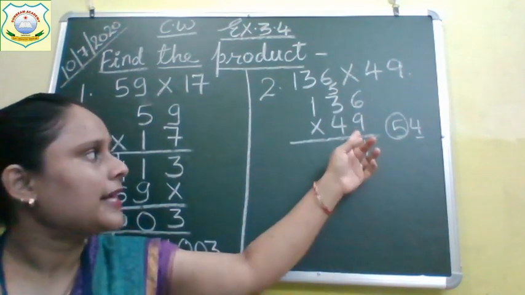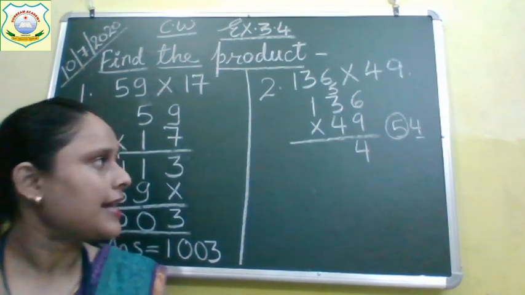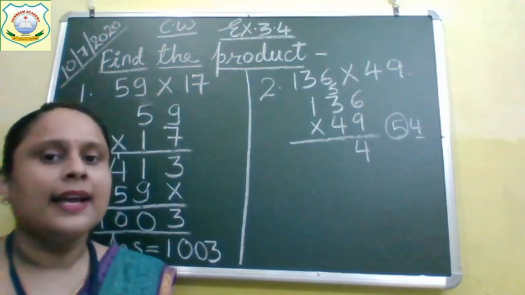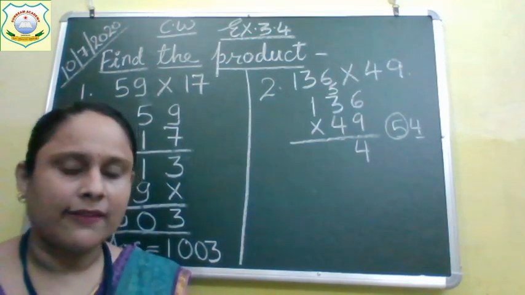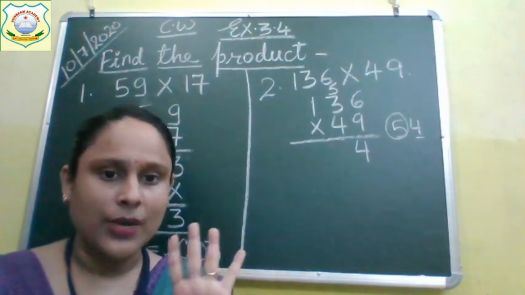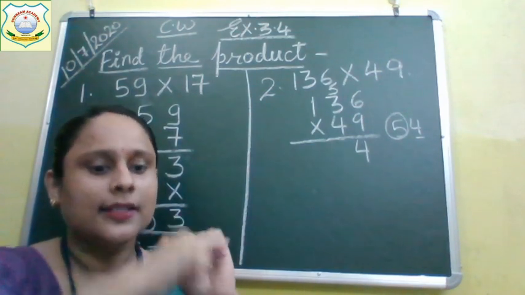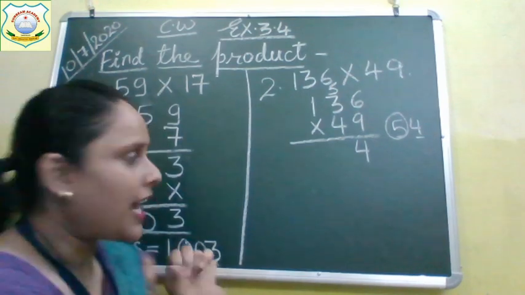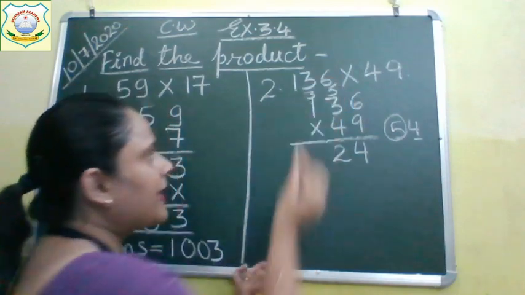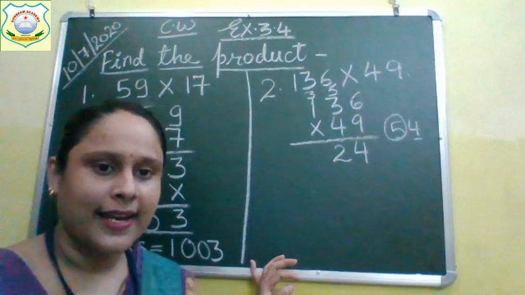Now we will multiply 9 to the number written in the tens place. Let's multiply. 9 ones are 9, 9 twos are 18, 9 threes are 27. 27 plus 5. Add 28, 29, 30, 31, 32. Okay. So write 2 here and take 3 as a carry because we take first number as a carry.